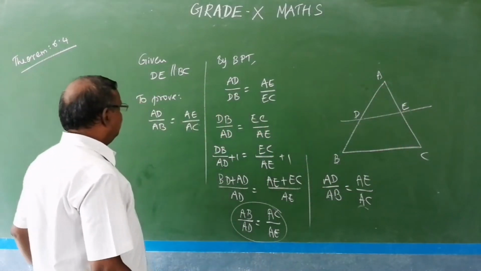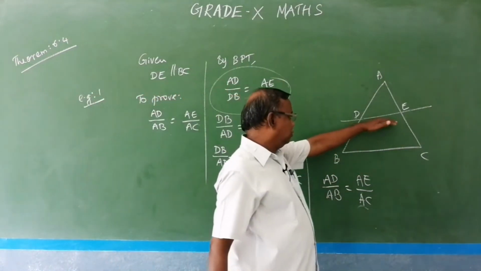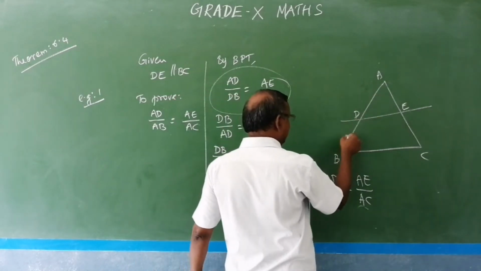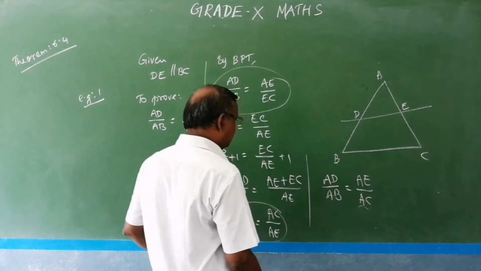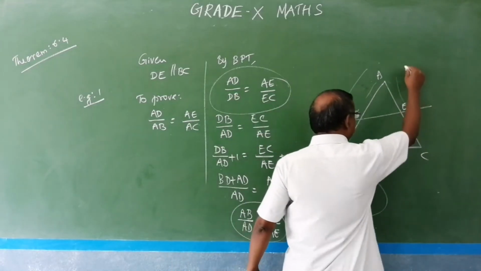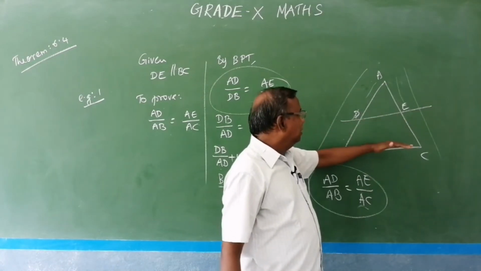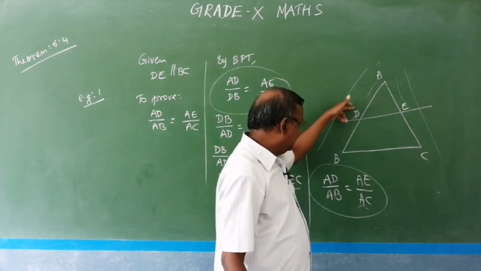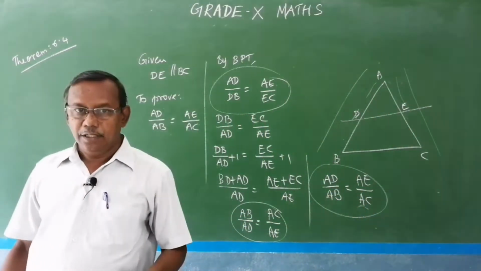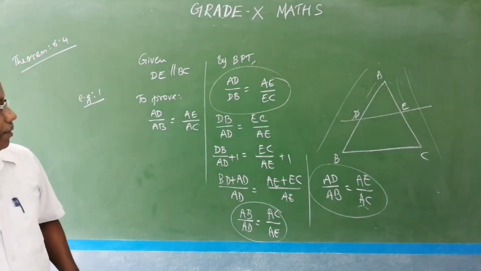So by the basic proportionality theorem, we know that in any triangle, if a line is drawn parallel to one side of the triangle, then the other two sides are divided in the same ratio, that is AD by DB equal to AE by EC. Also we have proved AD by AB equal to AE by AC. So let us, using this condition, start solving the criteria for similarity of triangles.